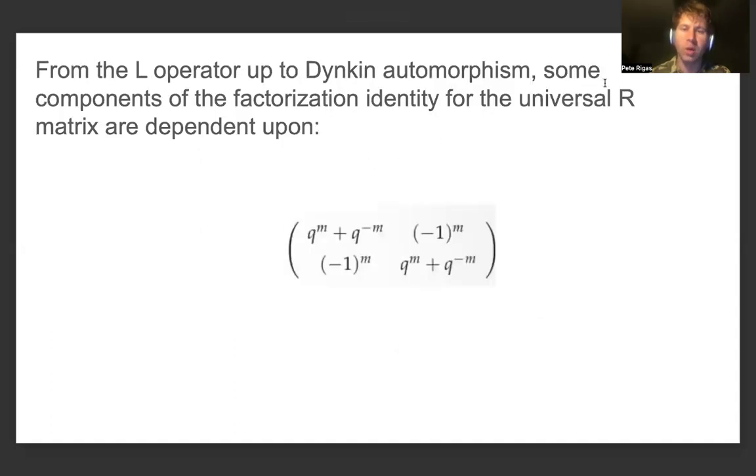And so from the L operator up to Dynkin automorphism, some components of the factorization identity for the universal R matrix depend upon, as we can see, this type of 2 by 2 matrix. So when we have the 2 by 2 dimensional Cartan matrix and we want to construct an algebraic representation of the 2 by 2 matrix for the L operator, we can obtain other 2 by 2 matrices along the way, which we can put together in the factorization to obtain the desired 2 by 2 L operator. And this is one of them, involving a 2 by 2 matrix with Q's raised to various powers, as well as alternating signs of -1 in them.